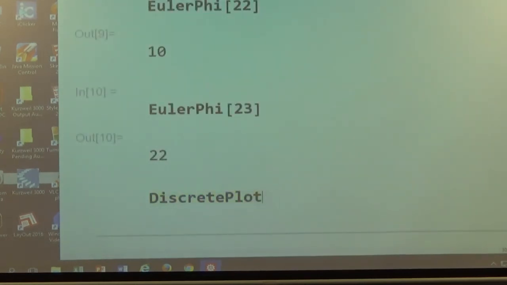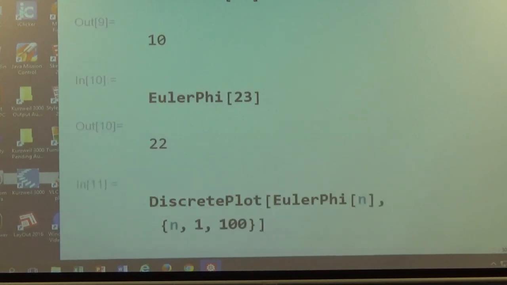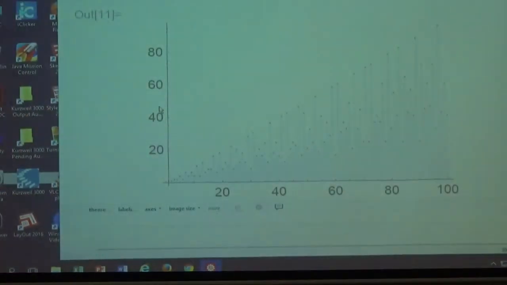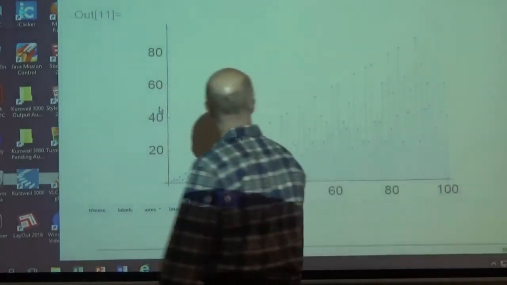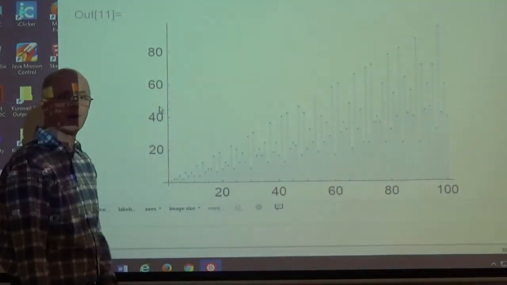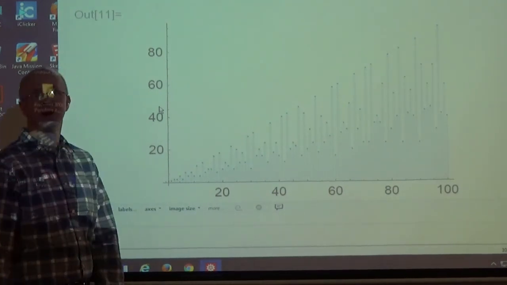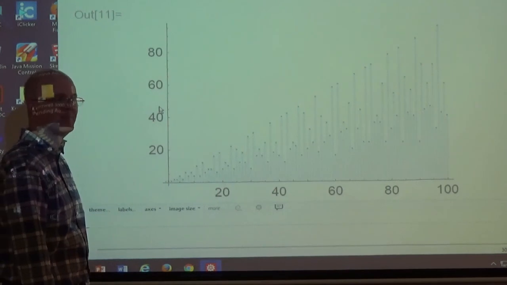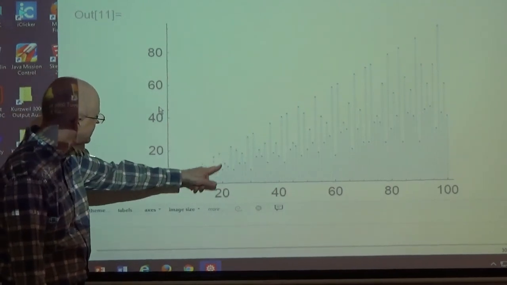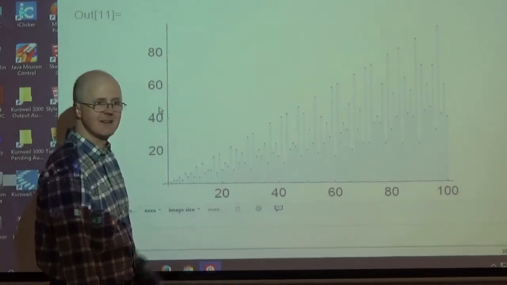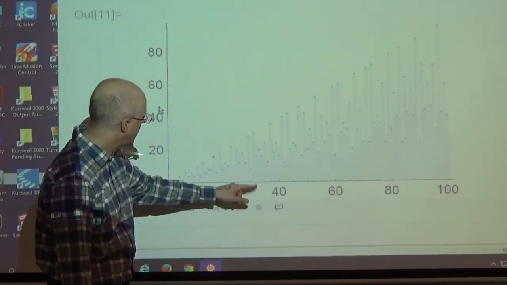You can plot it if you like. There it is. Generally speaking, the trend is upward, but lots of ups and downs. The relative maxima, if you will, occur at primes. 17, 19, 23, 29, 31.